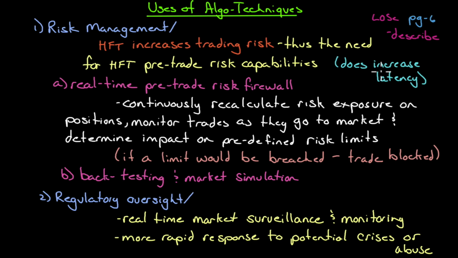It increases latency. Remember, we have latency in three different places: the time it takes to get the information from the market, the time it takes to analyze and interpret the data, and the time it takes to respond. This increases that second stage of latency. So there are different types here. Real-time pre-trade risk firewall. The algorithm continuously recalculates risk exposures on positions, monitors trades as they go to market, and determines the impact on predefined risk limits before that order goes.